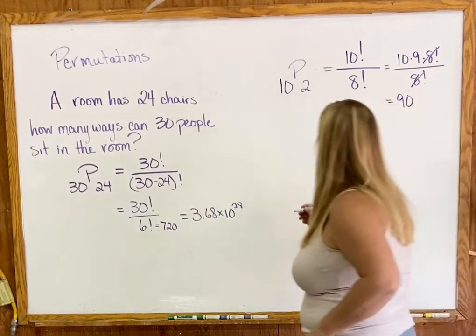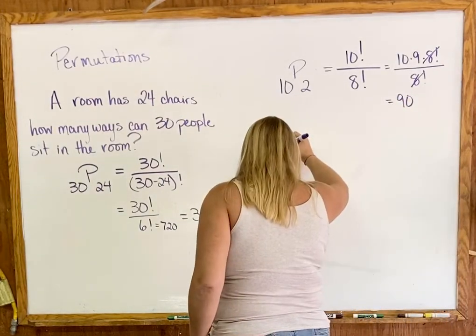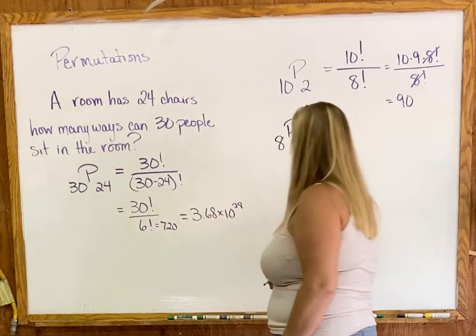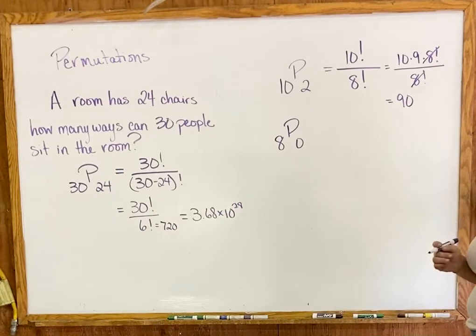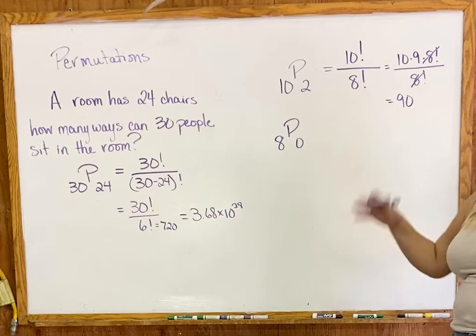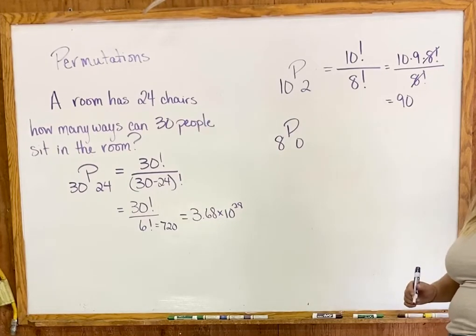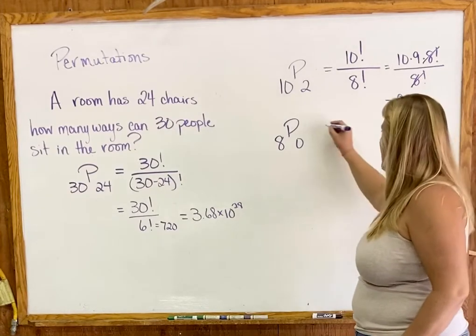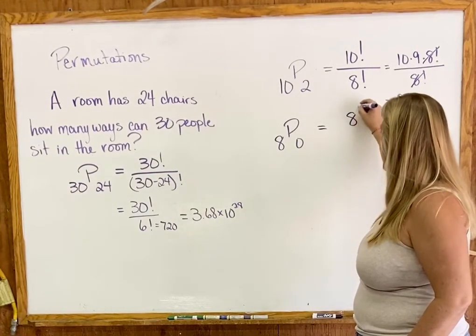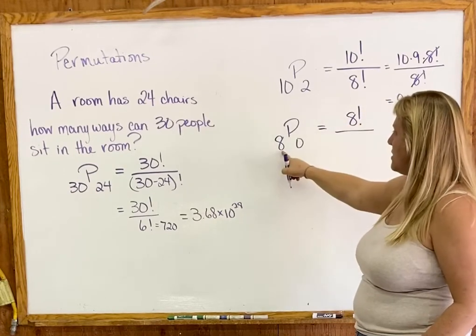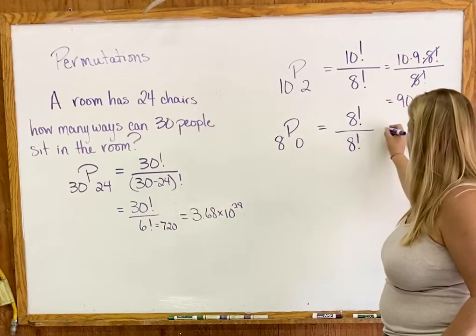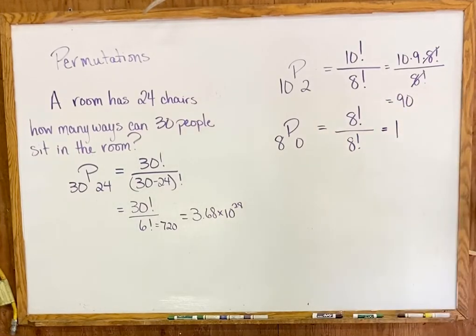All right, how about 8 permute 0? Okay, so let's say that there are 8 people in our club and we don't want to choose anybody. We have no positions to fill. How many ways can we do that? Now, this is a tricky one because at first you just go, oh, 0. Let's think about this a minute. Let's write it out with the formula. That would be 8 factorial up top, and then we would subtract, 8 minus 0 is still 8 factorial on the bottom. So what this equals is just 1, doesn't it?